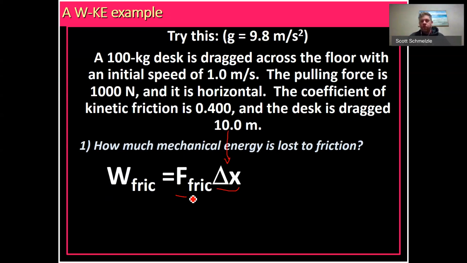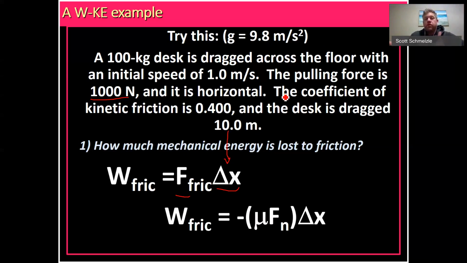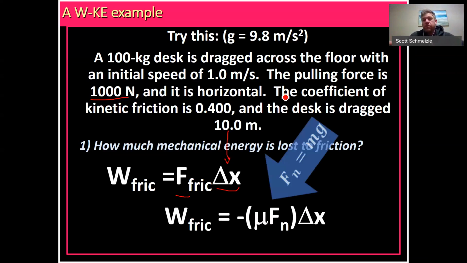Our force of friction. How are we going to find our force of friction? Well, remember now, we need to know, okay, is this 1,000 newtons a force of friction? No, that's our pulling force, right? That's the force that's actually applied moving that way. So then, how do we find our force of friction? Well, if we go back to our equation, this is going to be mu mg, right? So mu times our normal force, well, that's just mg right there, right?